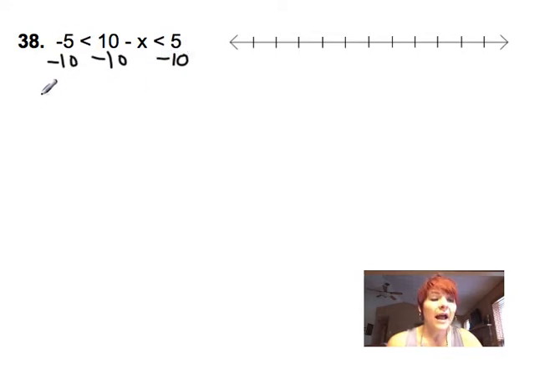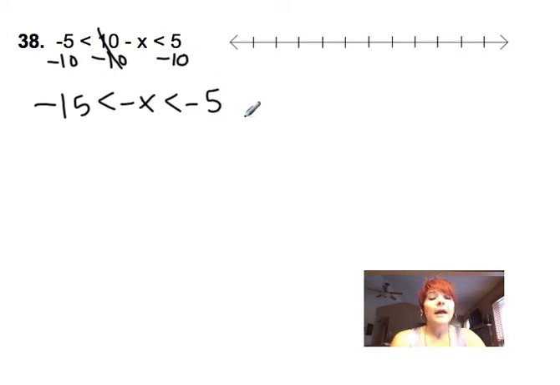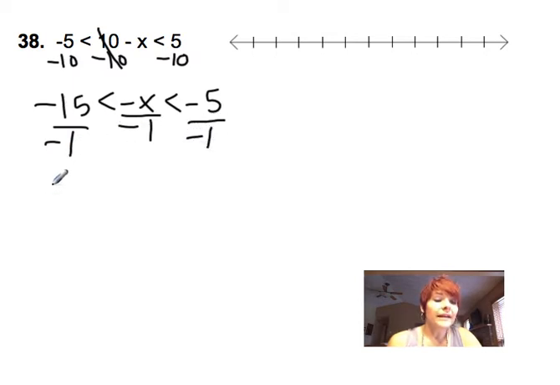So here I have negative 15 is less than, these are going to cancel each other out. Now I have a negative x is less than, and 5 minus 10 is negative 5. Then ask yourself, is x by itself? In this situation, it's actually not. We need to get rid of that negative. So I'm going to divide everything by negative 1. So that leaves me with positive 15.